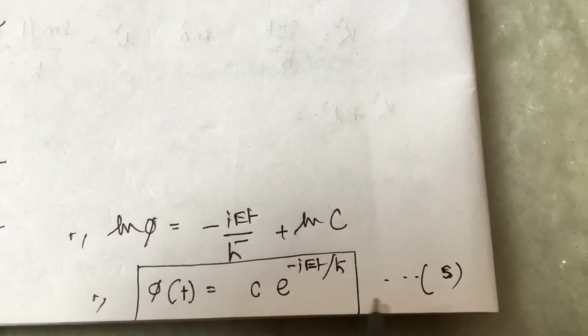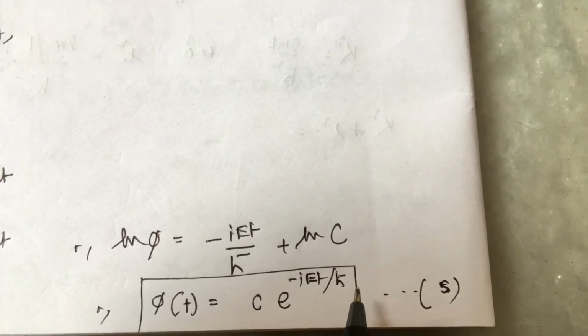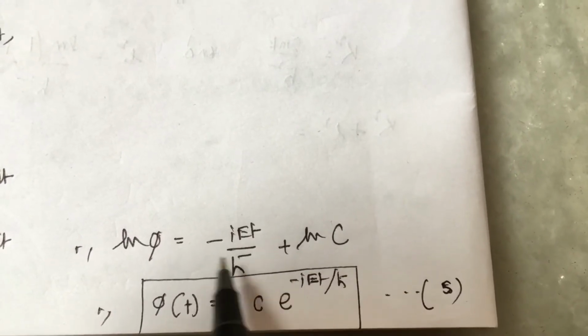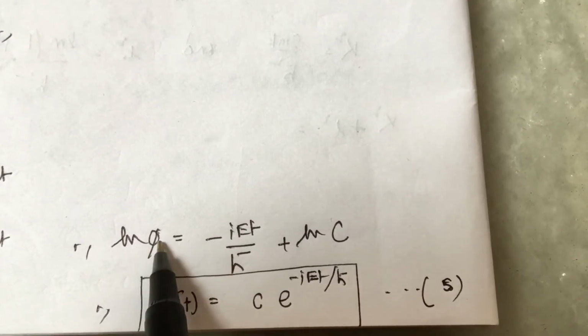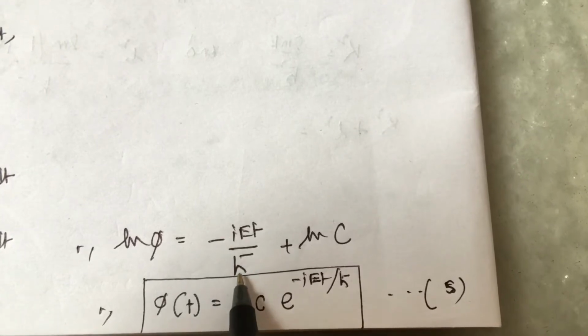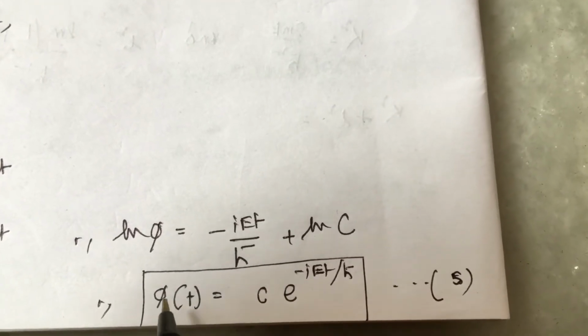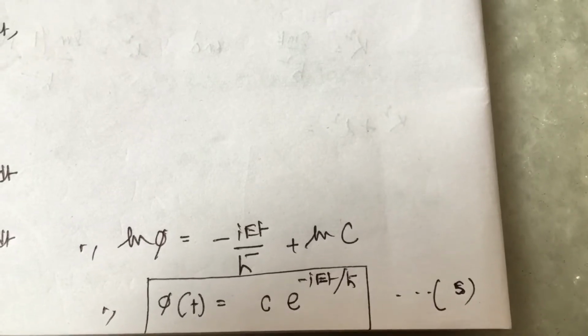So phi of t looks like this, because I am getting this: if I have log phi by log c, I will get minus iEt over h cross. So phi of t is nothing but exponential of minus iEt by h cross.